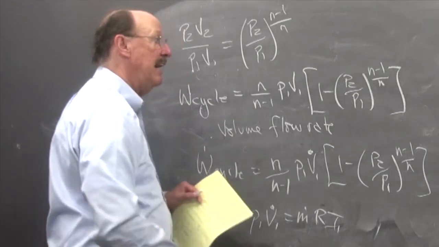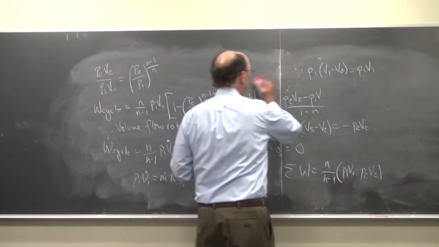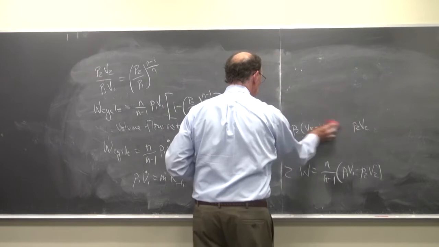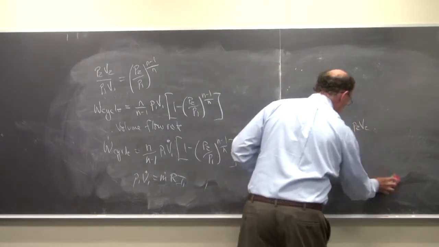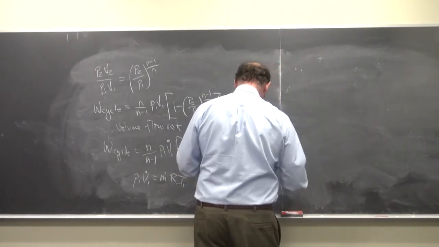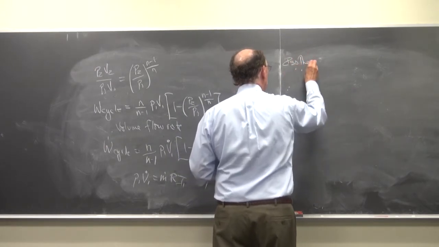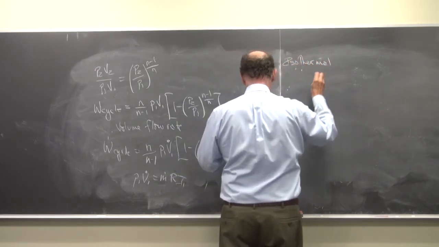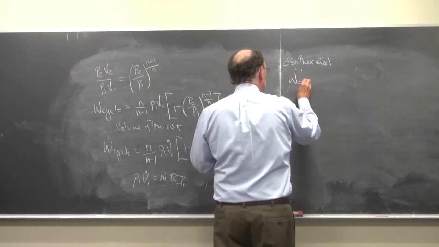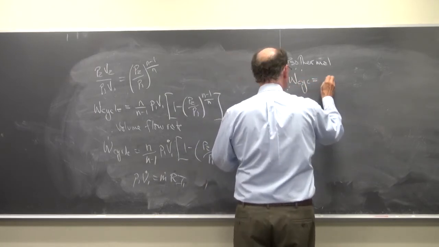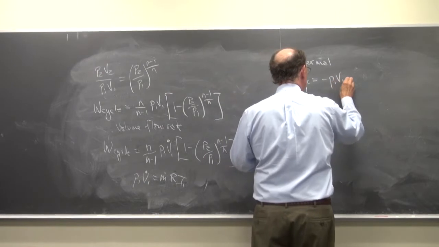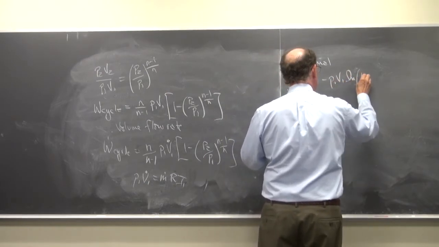If I looked at the isothermal case, which I won't go through the whole thing all over again, for isothermal, the work of the cycle is equal to minus P1 V1 times the log of P2 over P1.